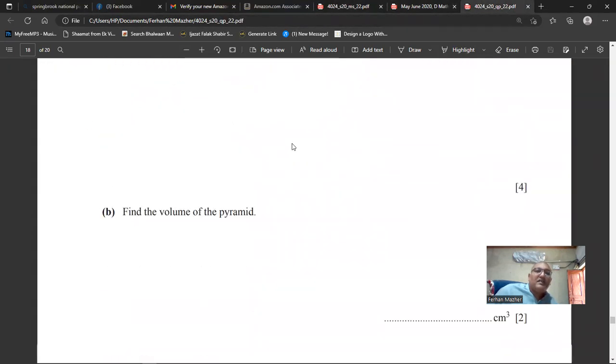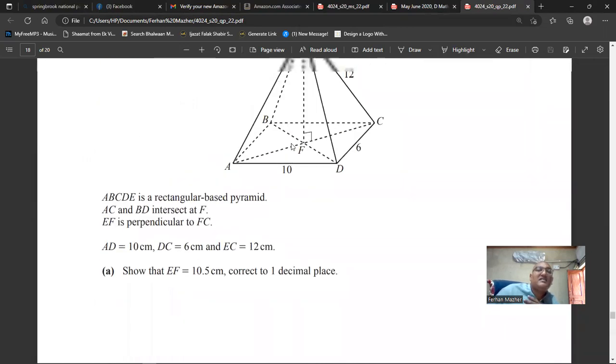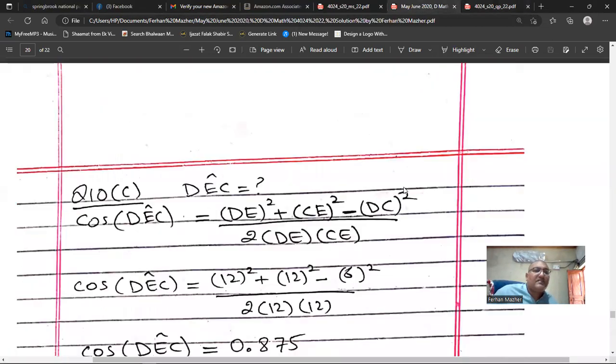Okay. The next question is calculate the angle DEC. And they want to find out DEC. It's a triangle. This is 12, this is 12, this is 6. So I know the three sides of this triangle. I want to find out the angle DEC. I can apply the law of cosine.